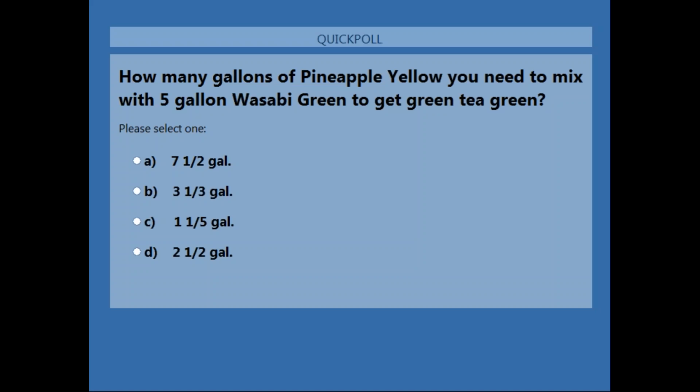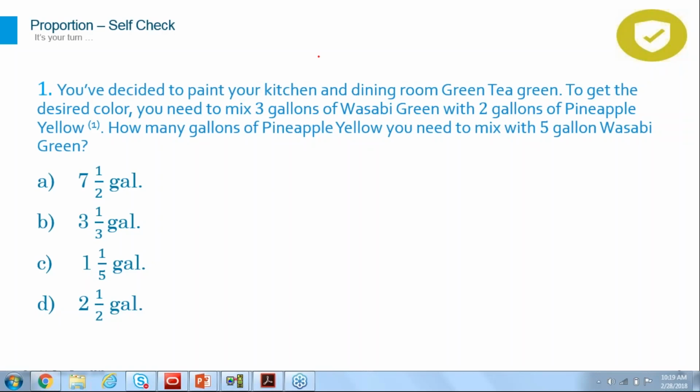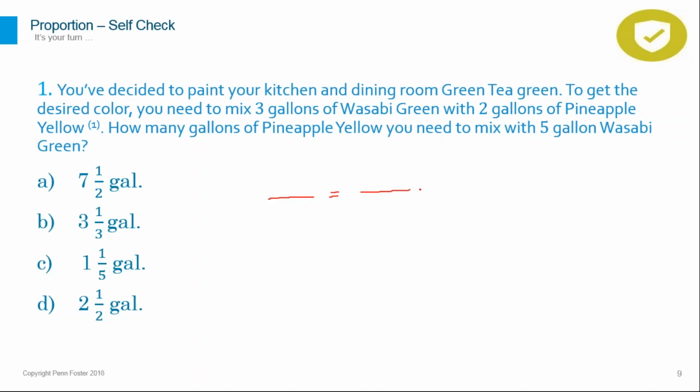Okay, let's do the question together. So again, it's a proportion. We need to set up the proportion correctly. We have two fractions, 1 and 2. I'm going to choose to put the wasabi green on the top and the pineapple yellow on the bottom. The same thing for the second fraction. Remember, I need to keep the order. Well, the factual information tells me that for every 3 gallons of wasabi green, I need to have 2 gallons of pineapple yellow. If I want to use 5 gallons of wasabi green, then how many gallons do I need of the pineapple yellow?